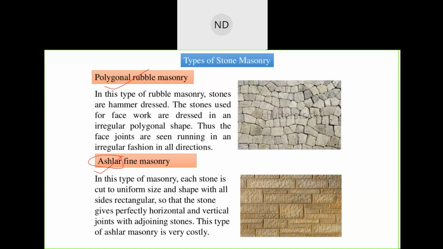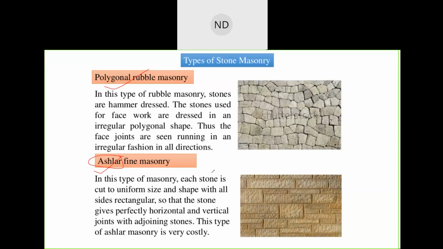So we have all different sides rectangular, so that the stone gives perfectly horizontal and vertical joints with adjoining stones. Obviously this is giving perfect horizontal and vertical joints with the adjoining stone. This type of Ashlar stone is very costly because you need to give the shape. All the stones should be of the same shape, whether of different sizes, but the shape should be the same, edge to edge.